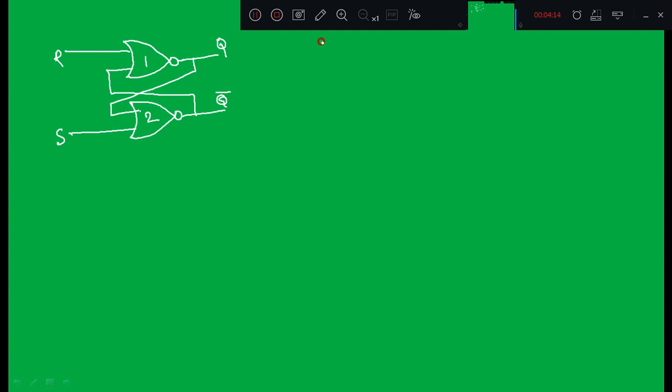Since I have two inputs for the SR latch, how many input combinations can we write? We can write 4 input combinations. The input combinations are 00, 01, 10 and 11, right? Now I have to fill these two columns, the Q and Q bar columns.